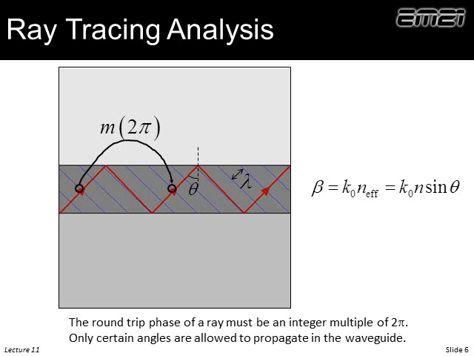But given the angle of that ray, we can calculate its propagation constant. It's just the free space wave number times the refractive index times the angle of that ray. And the refractive index times the angle of the ray can be lumped together in the effective refractive index of the mode.